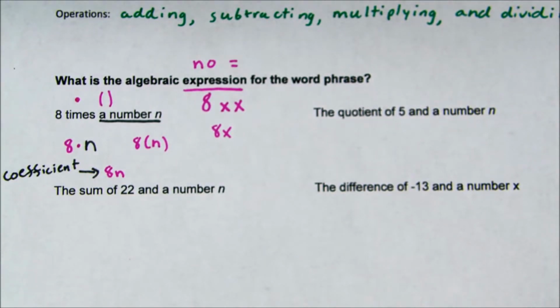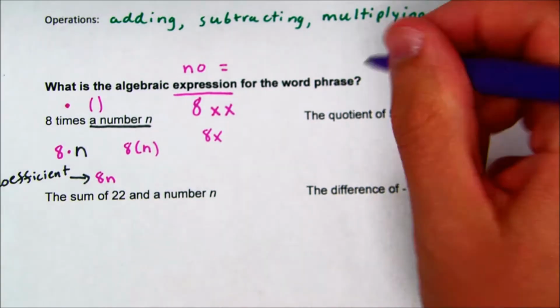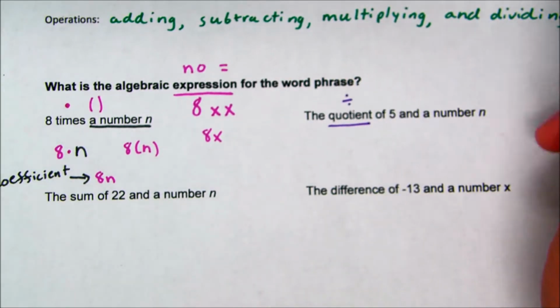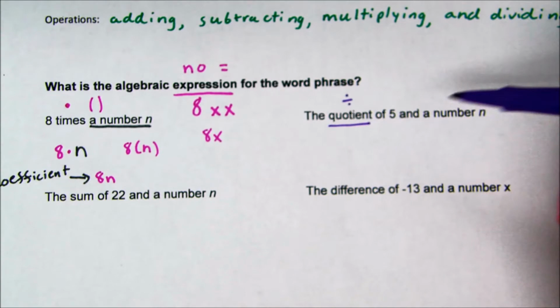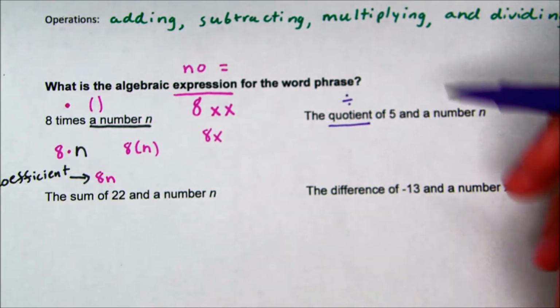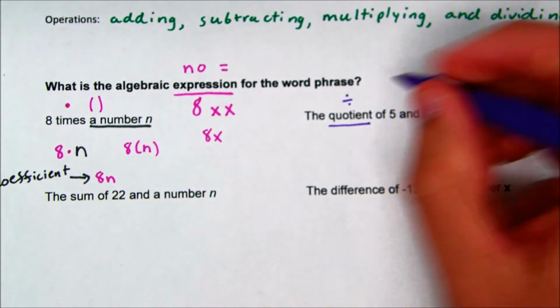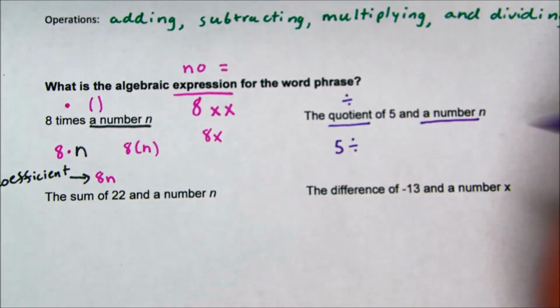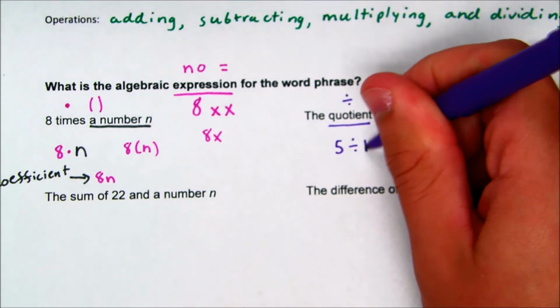Let's do one more. The quotient of 5 and a number n. Okay, let's work left to right. So quotient, if you remember, is division. So we're dividing something. Now, since we're working left to right, we're going to follow the order that it's written. So the quotient of 5, so 5 divided by a number n. Remember, that means our variable. So 5 divided by n, or we could even put 5 over n.